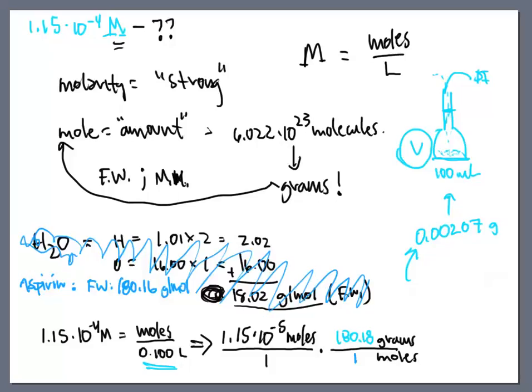So that is your example of how to do a molarity question. Molarity equals moles over liter. I know the molarity that I want. I know how much of it I want to make. The moles tells me how much to weigh out. And I need to use the formula weight in order to figure out what that number will be.